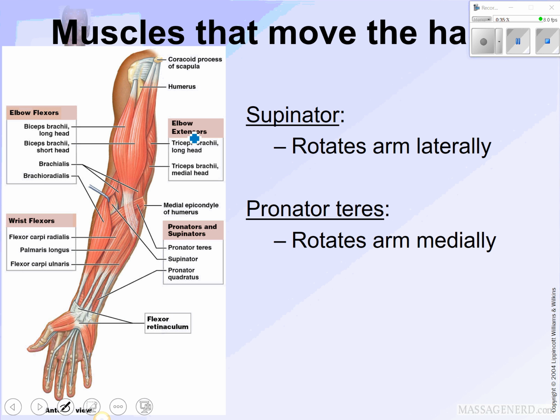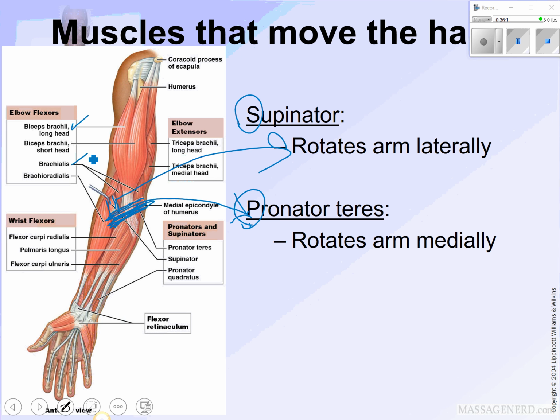Supinator and pronator teres. These are two muscles that crisscross slightly. Pronator is the one on top, or what I call the one on top, and supinator is the one underneath, or it crosses underneath a little bit. People always get these two mixed up a little bit on the test. So what I tell them is P comes before S in the alphabet, so the pronator teres will be on top.